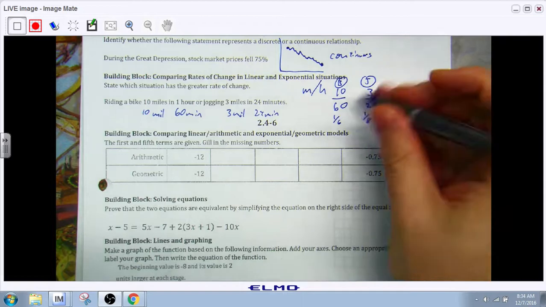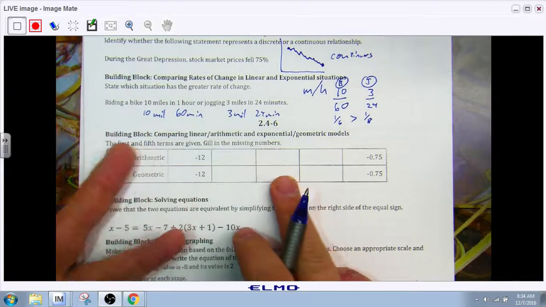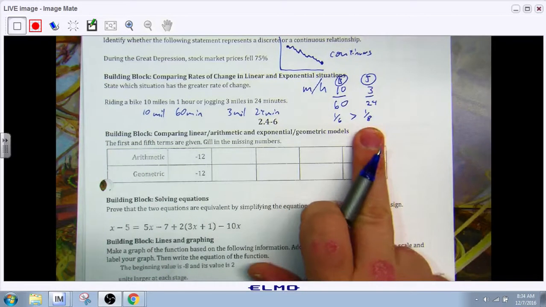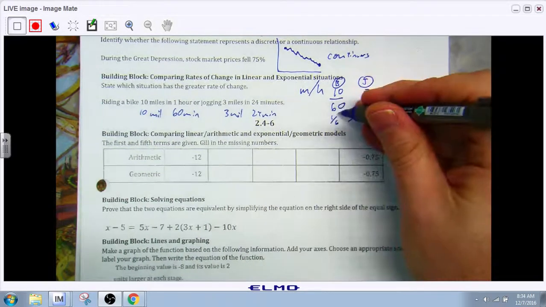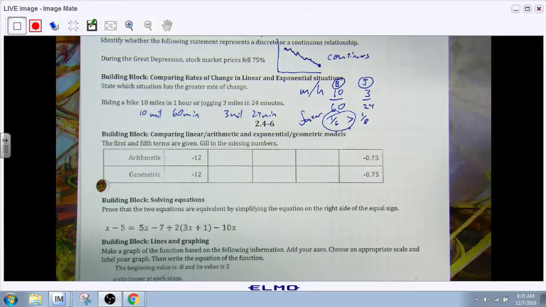Well, 1/6 is greater than an eighth, right? If I gave you a pie, do you want a sixth of it or an eighth of it? You'd want a sixth, it's more pie. Unless you don't want pie, then I guess you'd want 1/8. But we're trying to get somewhere here. And so 1/6 is going to be greater than an eighth. So we know that this is actually a faster rate of change. The biker is moving faster than the jogger.